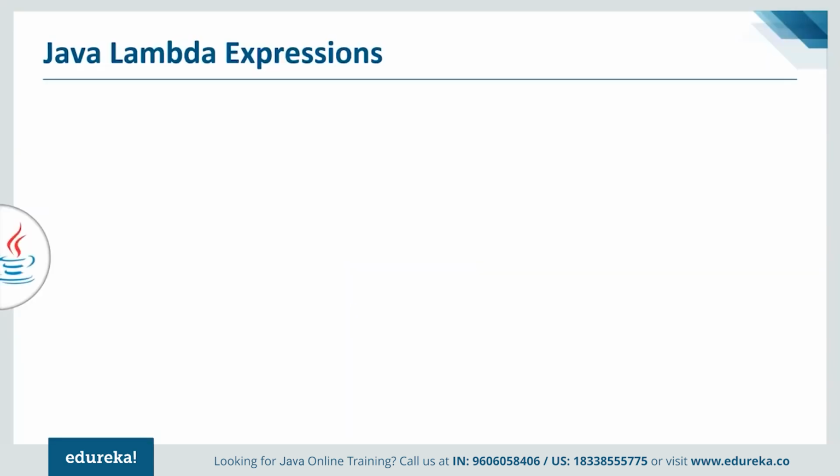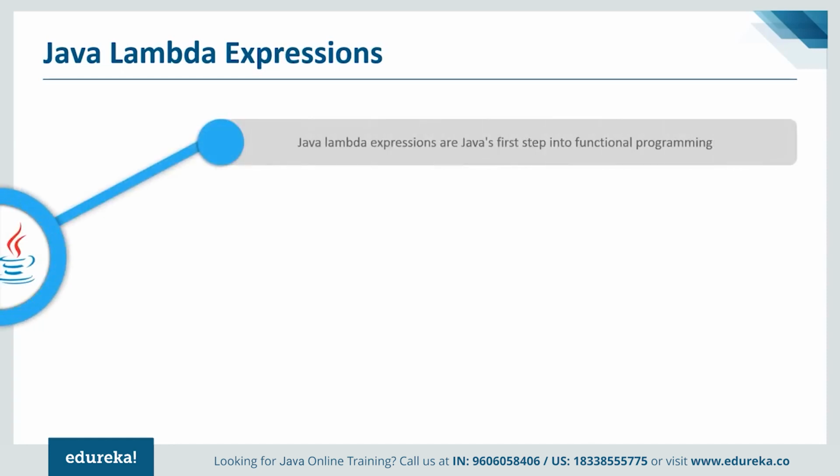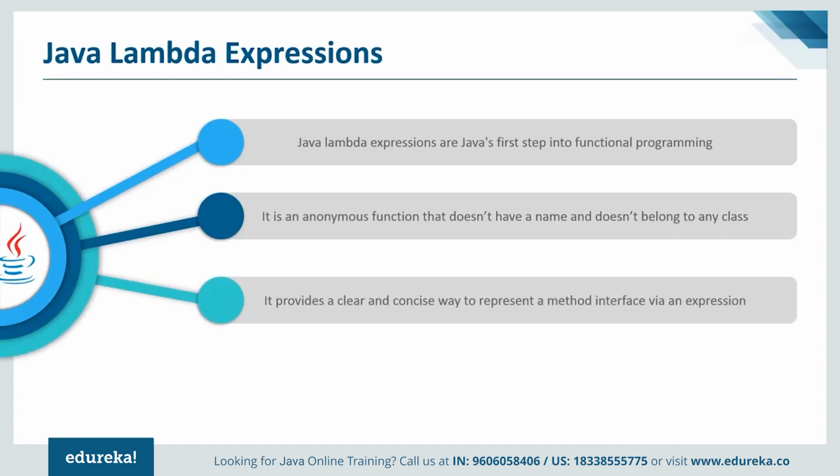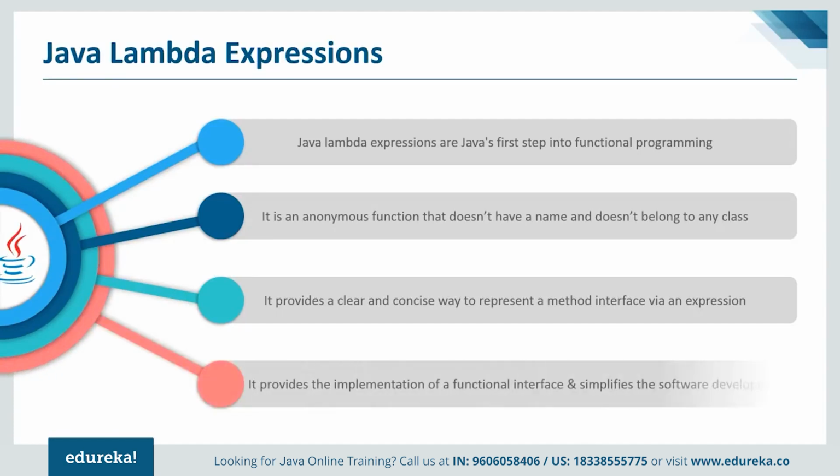We will now proceed with the lambda expressions. Java lambda expressions are a first step to begin with functional programming in Java. It is an anonymous function that has no name and doesn't belong to any class. It provides a clear and concise way to represent a method interface via an expression. It's going to be one single expression, that would be all. It provides the implementation of a functional interface and simplifies the process of software development, right? So programming is simplified when we talk about lambda expressions.